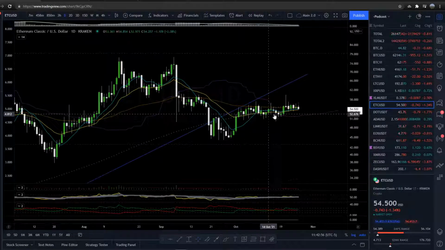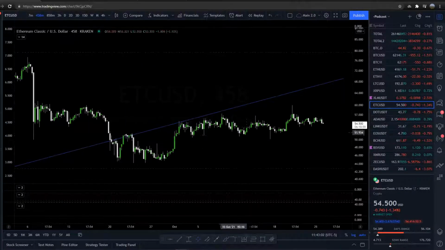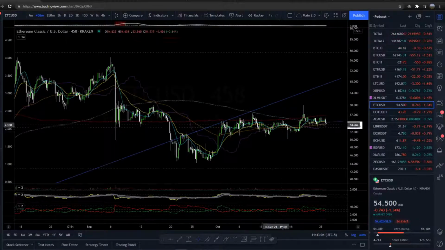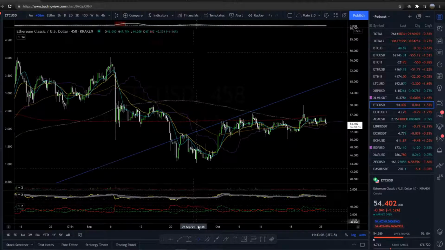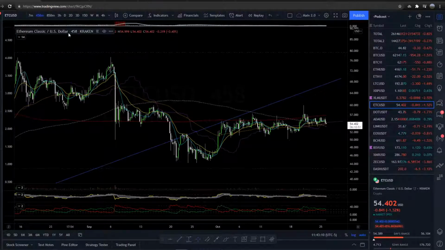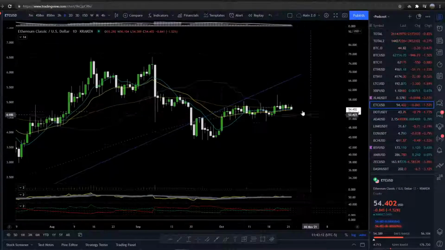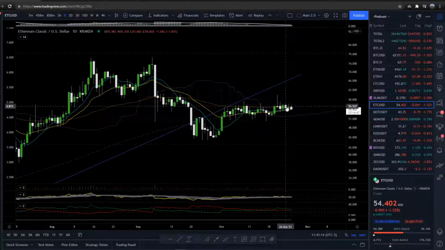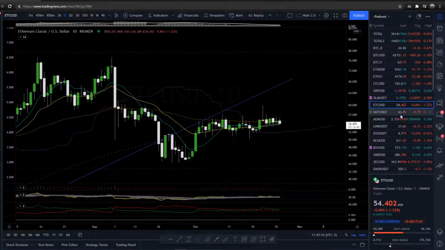ETC just slow grinding. I mean, this is boring as hell. What the hell, ETC? I don't really have much to say about this. It's in this tight range right here at like 51 and about 56. I mean, until it really gets out of that, there's not really much to do with this.